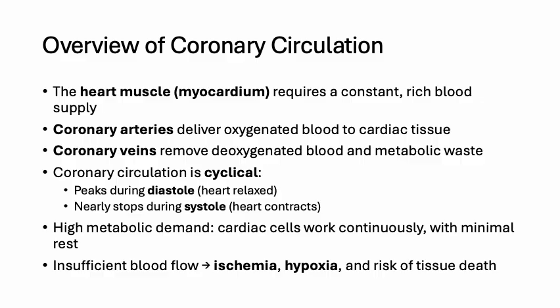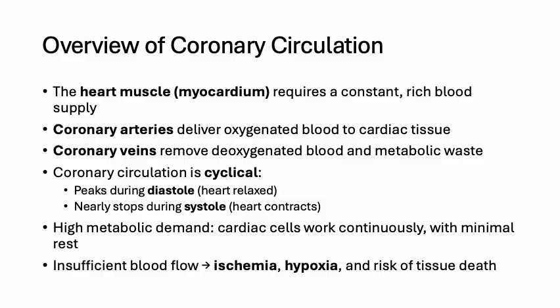Let's take a moment to appreciate just how demanding the heart is as an organ. It's not only the hardest working muscle in the body, it's also the one that never gets to rest. The heart beats over 100,000 times a day, so the cardiac muscle cells, or cardiomyocytes, need a constant and abundant supply of oxygen and nutrients to function properly. That is where the coronary circulation system comes in.